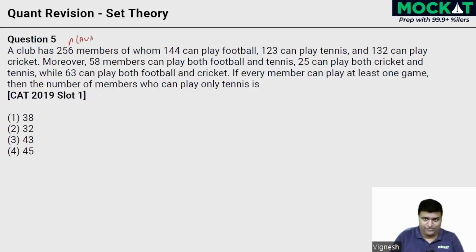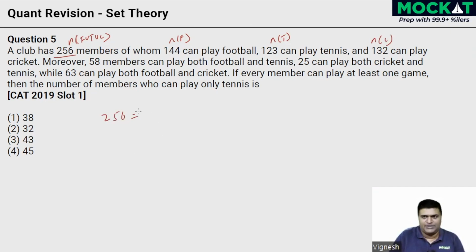So this is N of A union B union C is 256, right? Every member can play at least one game. So therefore, N of A union B union C is 256. N of A, right? We'll just call it A, or it's going to be confusing. So let's just call it F. And this is going to be F, T, and C, right? F union T union C. And then you have N of T over here, N of C over here, and you have the intersections. So 256 equals N of A union B union C, right?